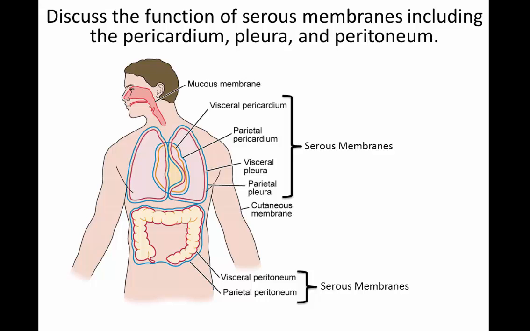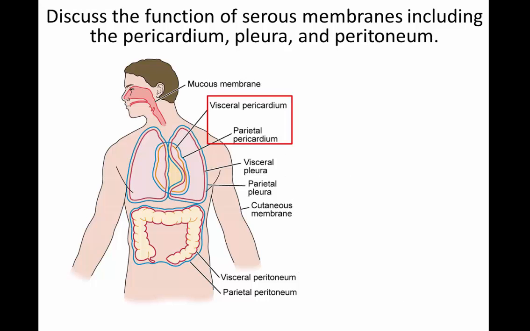The serous membranes secrete a thin, watery serous fluid that allows the membranes to slide easily past one another. And so what we're going to do here is describe the function and the location of these different serous membranes, the pericardium, the pleura, and the peritoneum. And so let's take a first look at the pericardium.